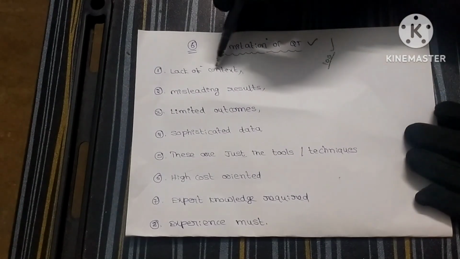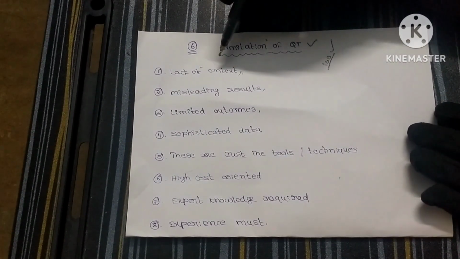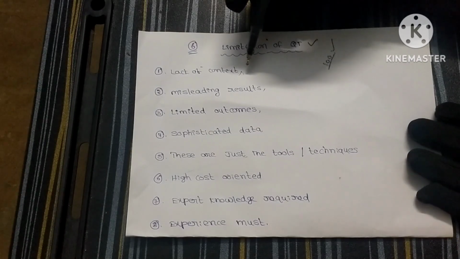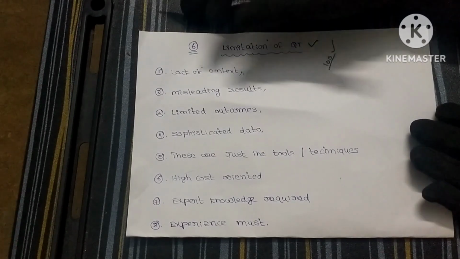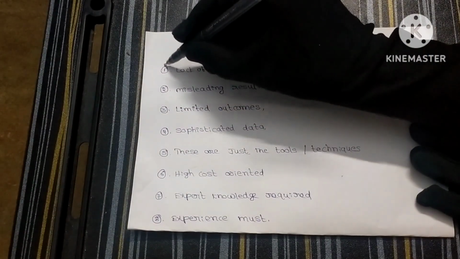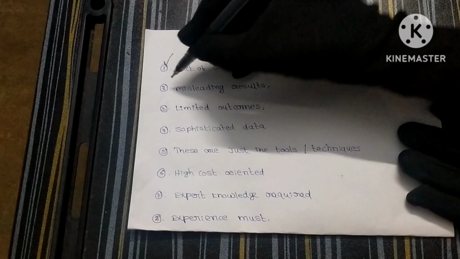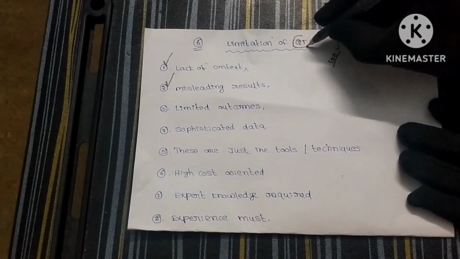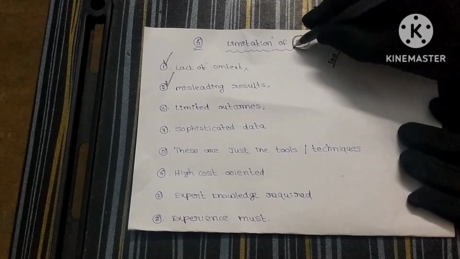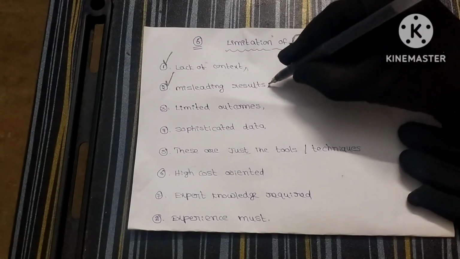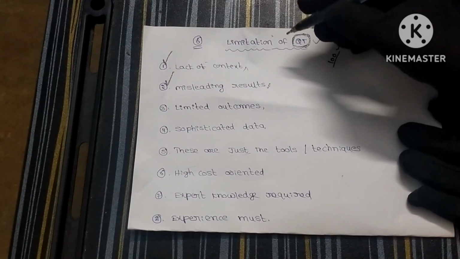First one is lack of context. Here actually there will be lack of context. What is the context? Proper information. Because companies sometimes do not have the proper information from the public and from the required personnel. So it's a backlog or otherwise a pitfall. And next, misleading results. Sometimes after the application of quantitative techniques, the results will be misleading. That means there will be no actual results. So because of that, you may take wrong decisions.